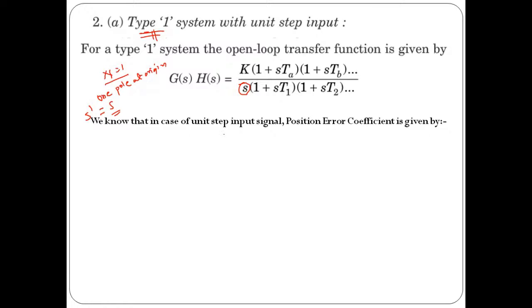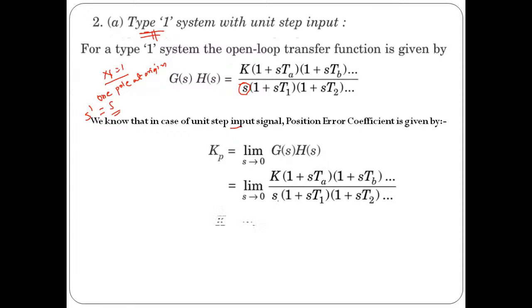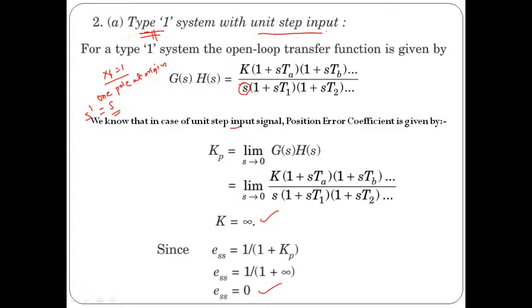Now if it is excited by unit step, what will happen? The value of positional error coefficient is limit s tends to 0, g of s into h of s. Solve this, you will get this as infinite. And if you try to calculate the value of steady state error, it is going to be 0. This is very important. That means if you have type 1 system, and to that system if you apply unit step input as an excitation, the value of steady state error is at minimum possible value. Ideally it is 0, which is the desired condition. I hope this point is clear to everyone.